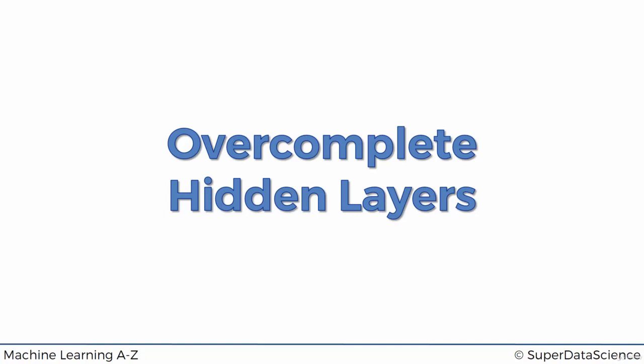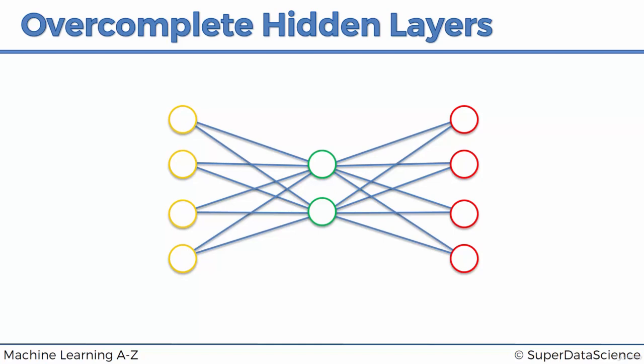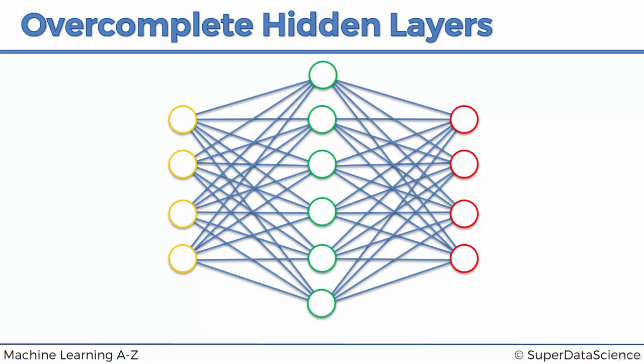So let's get started. The first thing that we need to talk about is overcomplete hidden layers. This is an underlying concept in most of the variations of autoencoders. So let's have a look. Here we've got an autoencoder with four input values, 2 nodes in the hidden layer and 4 nodes in the output layer. The question is, what if we wanted to increase the number of nodes in the hidden layer? What if we wanted to have more nodes in the hidden layer than in the input layer? Something like this. And the obvious question is, why? Why would we do that?